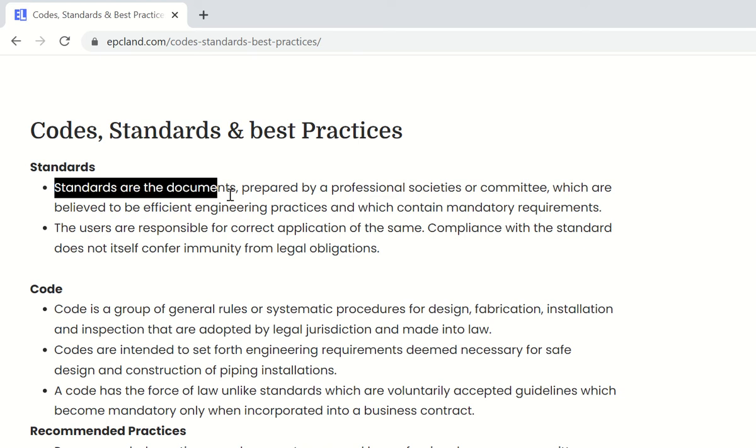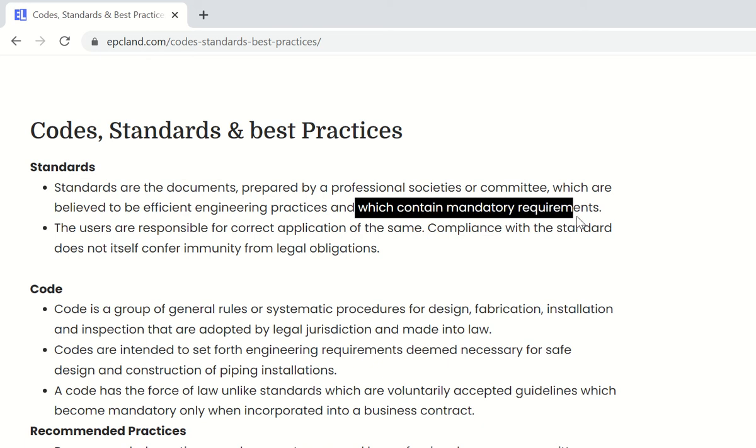Standards are documents which are prepared by professional societies or communities, which contain mandatory requirements. Whenever we are starting any project, we should follow some standards so that we know what we have done in other projects, what others have done in other projects. So we have to standardize a few things. These professional societies or committees prepare these documents.